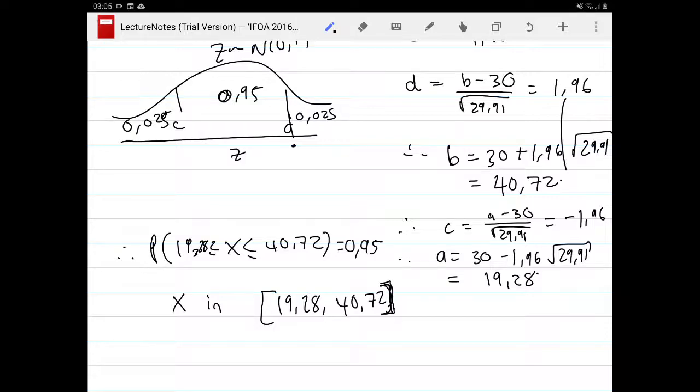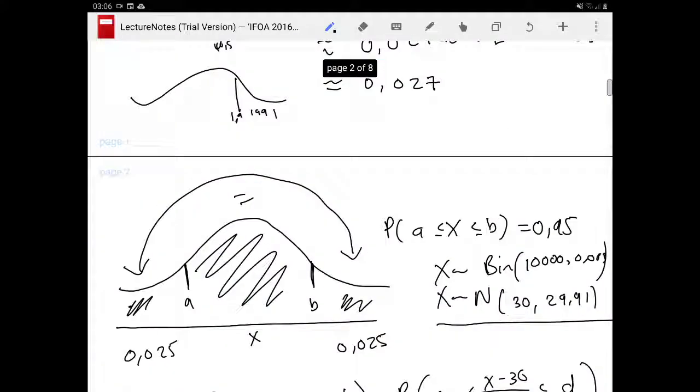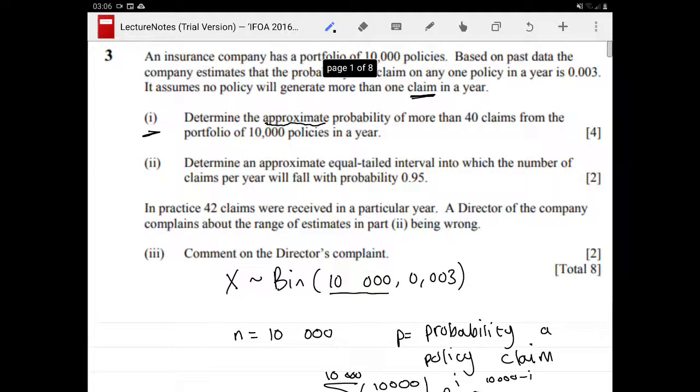Now, sorry, I'll just undo that little scribble. If you look at question 3, where they're saying in practice 42 claims were received in a particular year, so it's outside of that range of 40.72. 42 claims were received in a particular year, and the director of the company complains that your range of estimates was wrong. So you need to comment on the director's complaint.